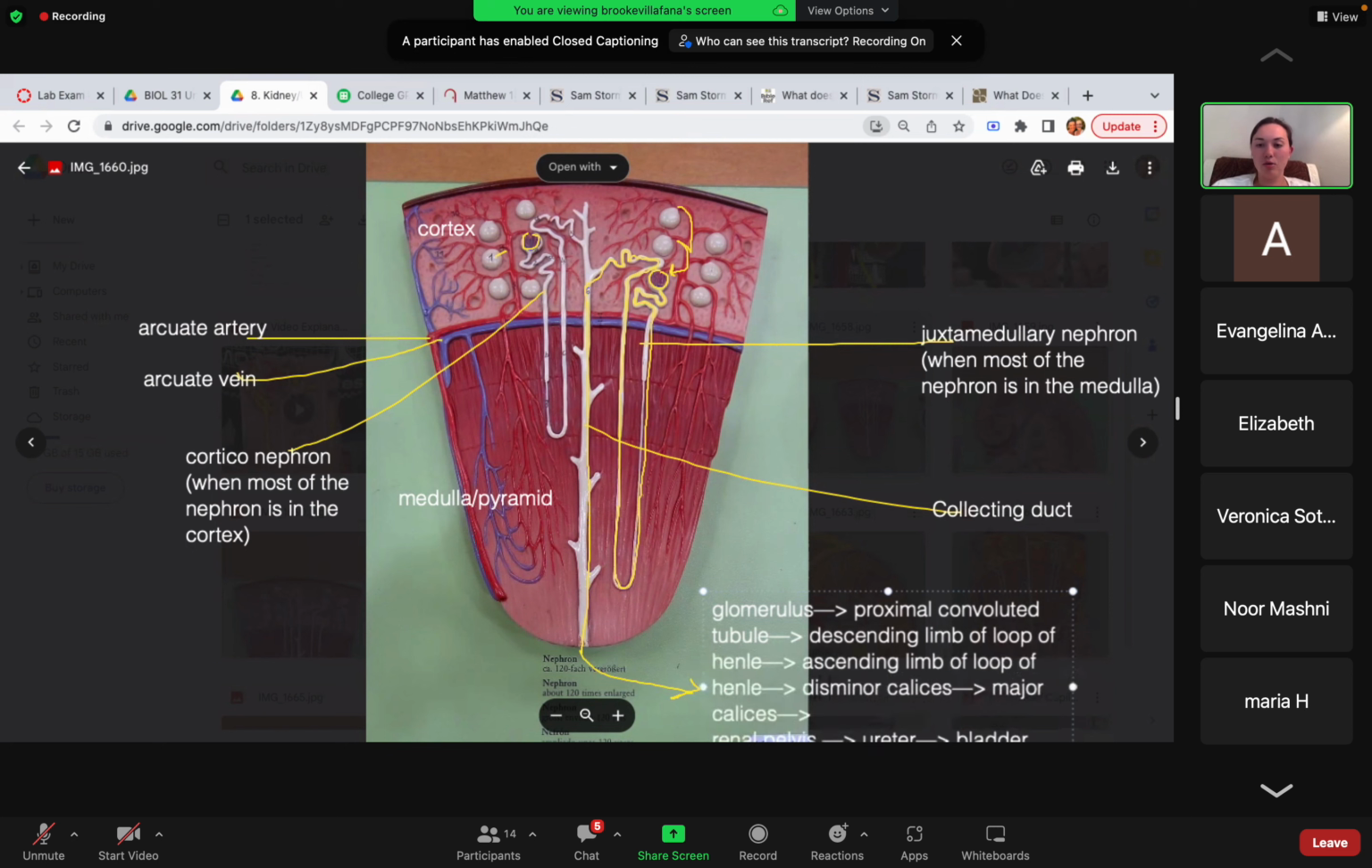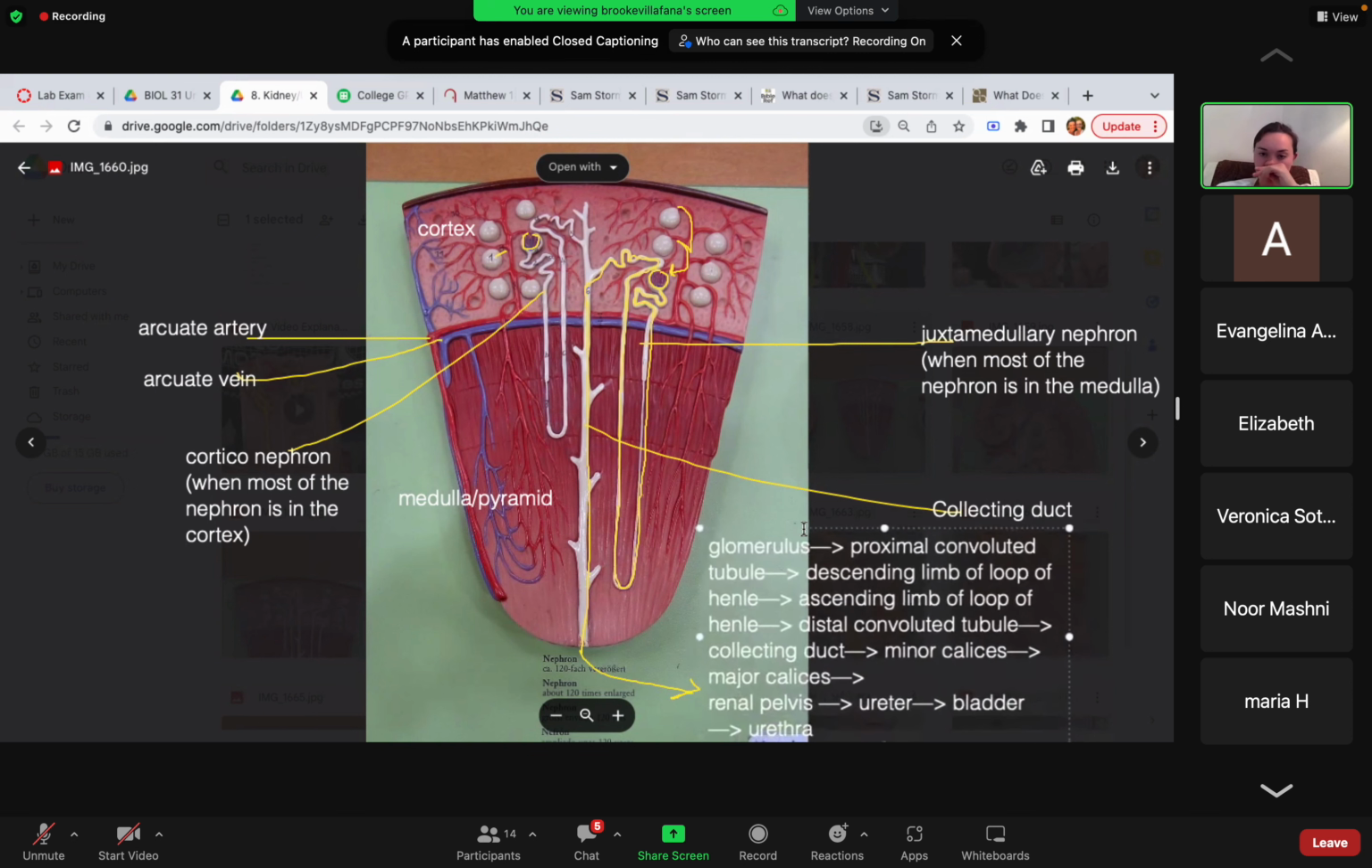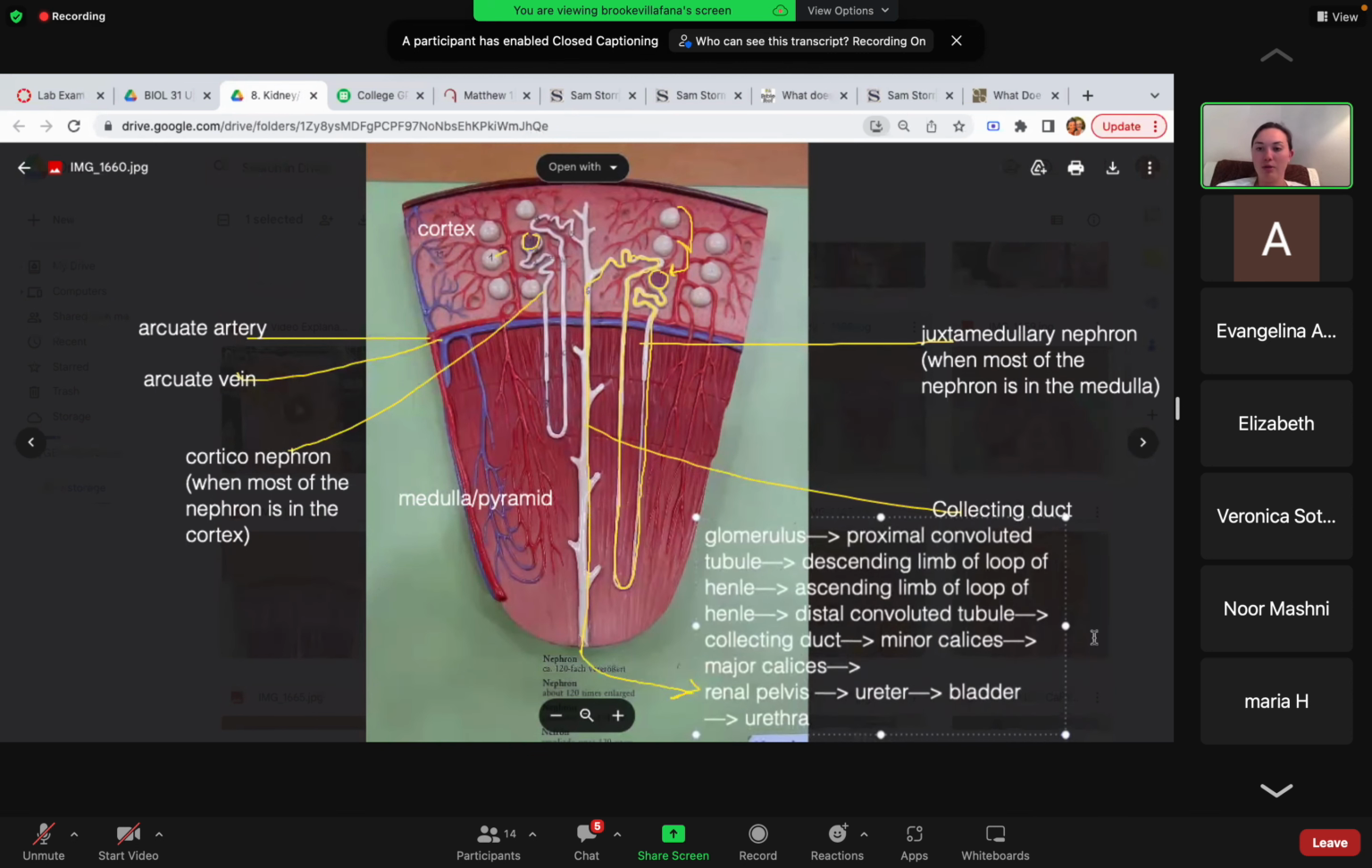Then the distal convoluted tubule. Then the collecting duct. Then the minor calyces, major calyces, renal pelvis, ureter, bladder, and urethra. So there's your whole journey of urine, okay?